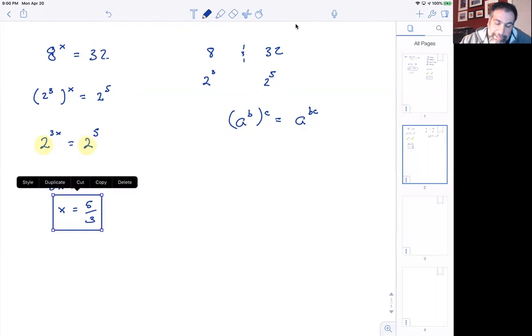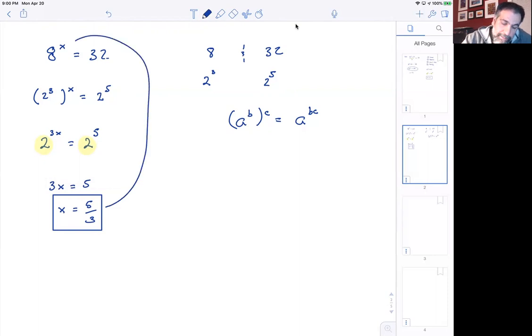Now, based on our last lesson, you should remember that we can always check our answer. We can go back and take this x and plug it into the original equation. That will give us 8 raised to the 5 thirds equals 32. Here's our rational exponent. We talked about that being power over root. So now if I use that idea of power over root to check our answer, this is really 8.